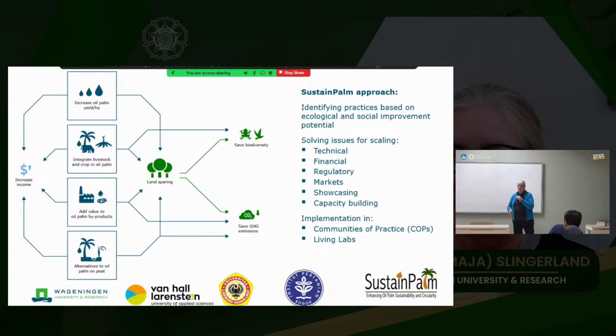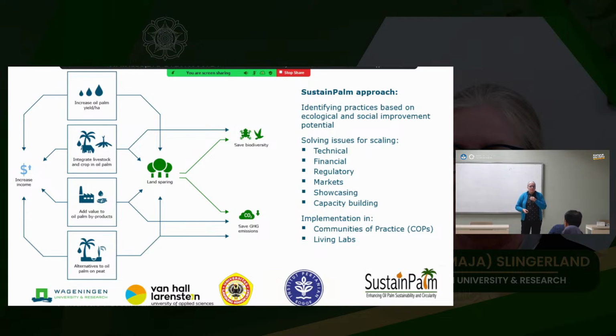And finally, in our program, we also try to find alternatives for oil palm on peat. Because if oil palm has to go from peat, then the water table has to go up. But then which crop can grow there? The farmer needs to be compensated. You cannot just say, go away. You have to give him something. So that's the idea of this program.